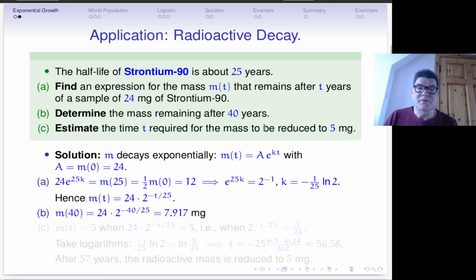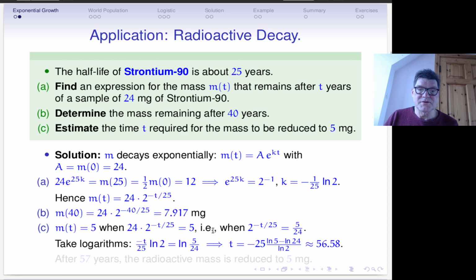Or, if we're given the desired mass, like 5 milligrams here, and the question is, what is the value of t that corresponds to a mass of 5 milligrams? We can set up an equation, m of t equal to 5, where m of t is our 24 times 2 to the minus t over 25, and then take logarithms to solve this for t, and find that t is minus 25 times logarithm 5 minus logarithm 24 divided by logarithm 2, using the laws of logarithms, which I would encourage you to look up at this point if you're not too familiar with them.